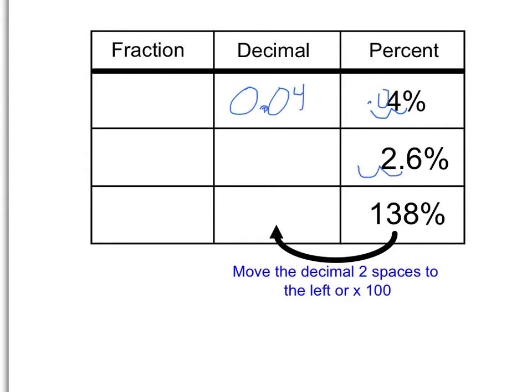Move this one 2 to the left, and I have 0 and 26 thousandths. And move this one 2 to the left, and I have 1 and 38 hundredths. Now, you might say that was really simple. It might be easier for you to move from a percent to a decimal and then your decimal to a fraction. For me, that's a lot easier for me to think of it that way.